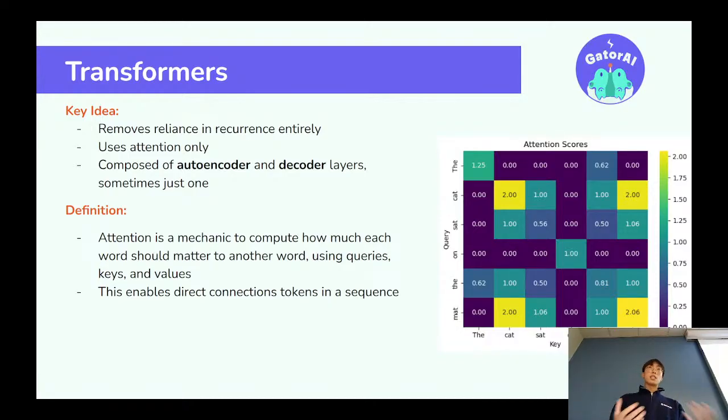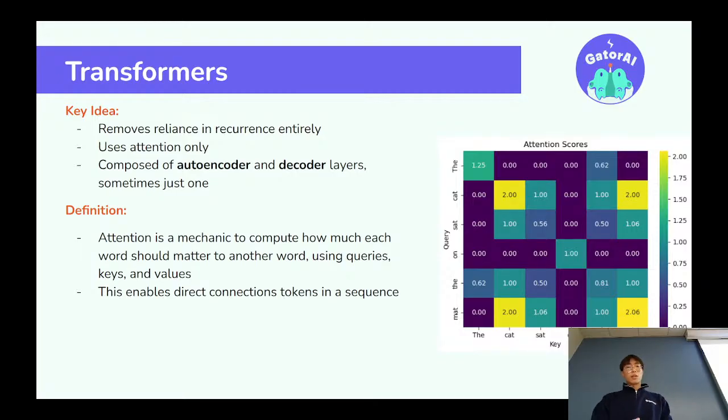All right. So now that we know what transformers are, a type of deep learning model, let's talk about the key idea behind them, which is this mechanism called attention. Transformers remove the reliance on recurrence entirely, and use only attention. You can think of a transformer as composed of two separate parts, an encoder part and a decoder part. Sometimes it's just one, and we'll talk about how transformers can be just an encoder, just a decoder, or both.